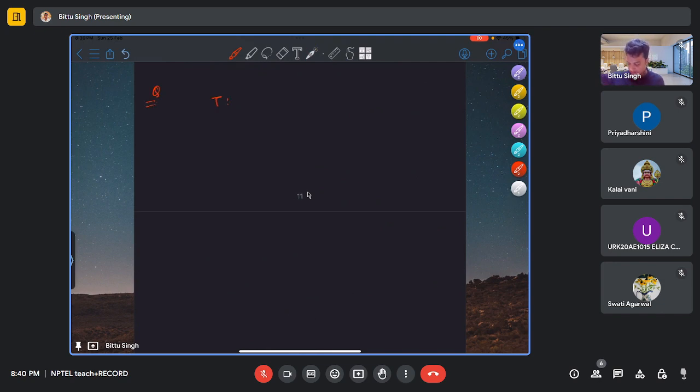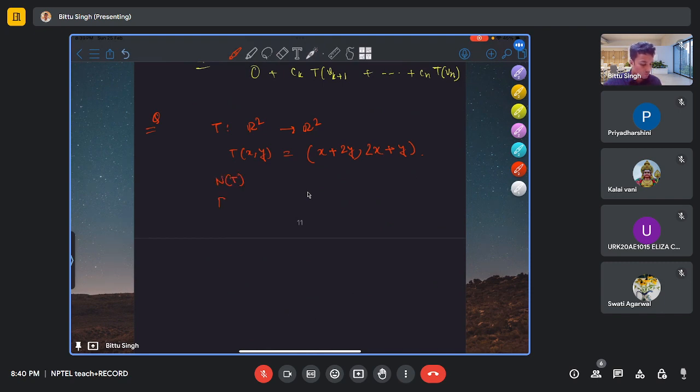Here T is given this way: T from R2 to R2 given by T(x, y) equal to (x plus 2y, 2x plus y). The question is, what will be the null space, what will be the range space, and what will be the rank and nullity.